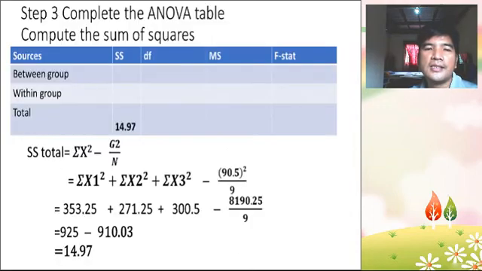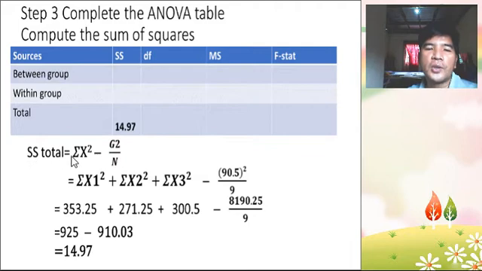Okay, next is the step 3. We have to compute the sum of squares. How are you going to compute the SS or sum of squares? Okay, we have here the ANOVA table. You have to have this table. The sources are between group, within group, and total, with columns SS, sum of squares, degree of freedom, mean square, and F statistic. To get the SS total, how did we get 14.97?